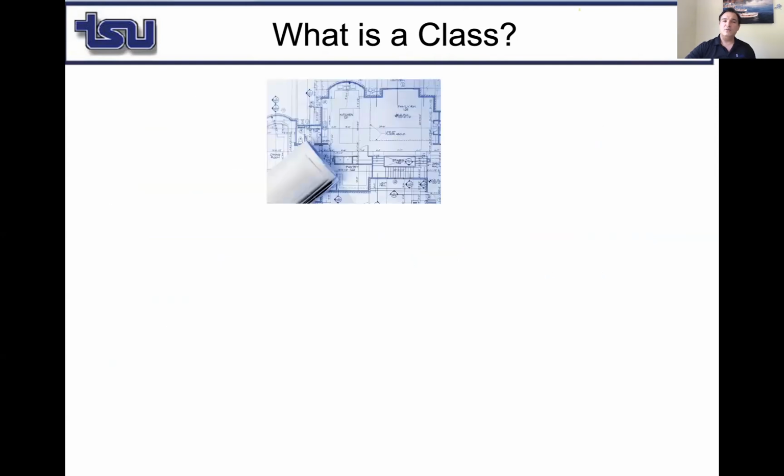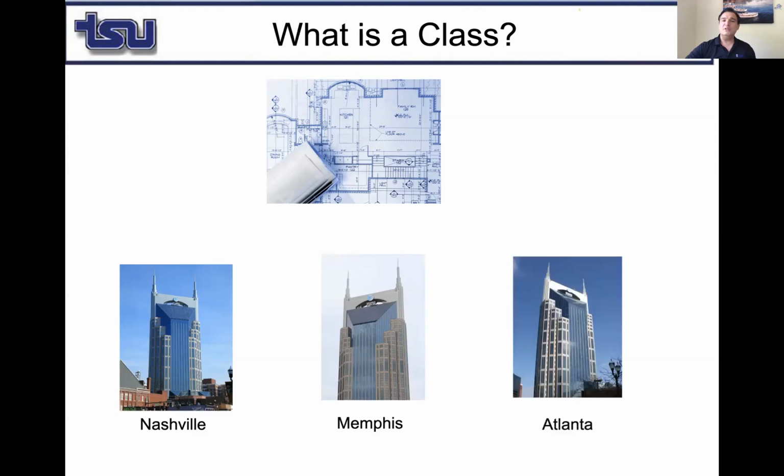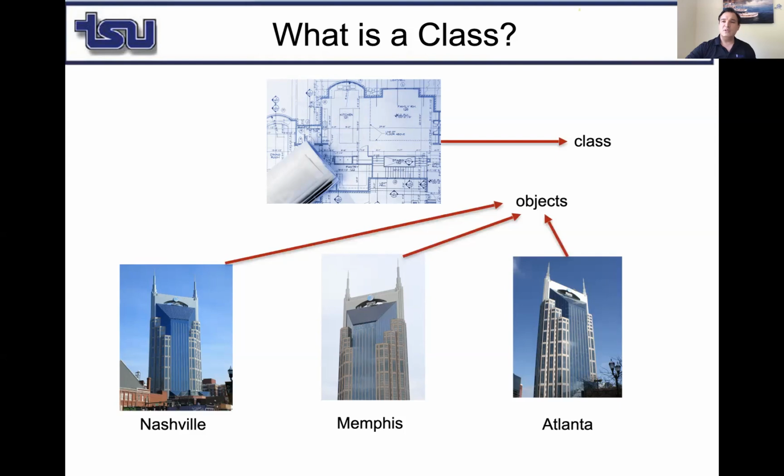Here's another way of looking at it. That's the blueprint. And using the same blueprint, I have the Batman building in Nashville, the Batman building in Memphis, the Batman building in Atlanta. The blueprint is the class, and each one of those buildings is an object created using that class. Java is an object-oriented programming language. In other words, everything is blueprint-based. You first create a blueprint, and then you create objects from that blueprint. I just wanted to make it simple. I hope you understand at a very high level.